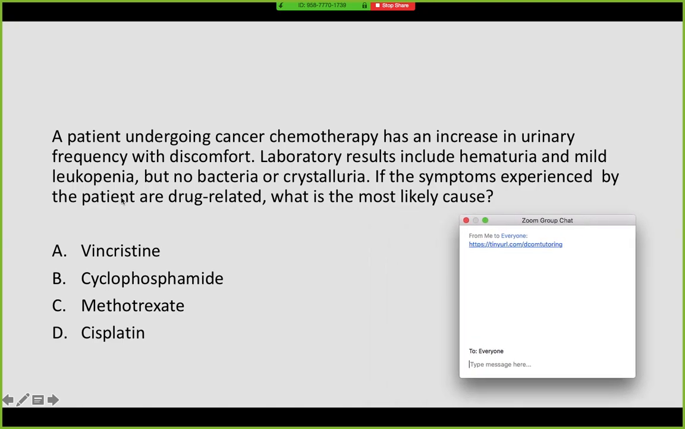All right, just a couple practice questions here. So you have a patient undergoing cancer chemotherapy, and they have an increase in urinary frequency with discomfort. Your lab results include hematuria and mild leukopenia, but no bacteria or crystalluria. If the symptoms experienced by the patient are drug-related, what is the most likely cause?